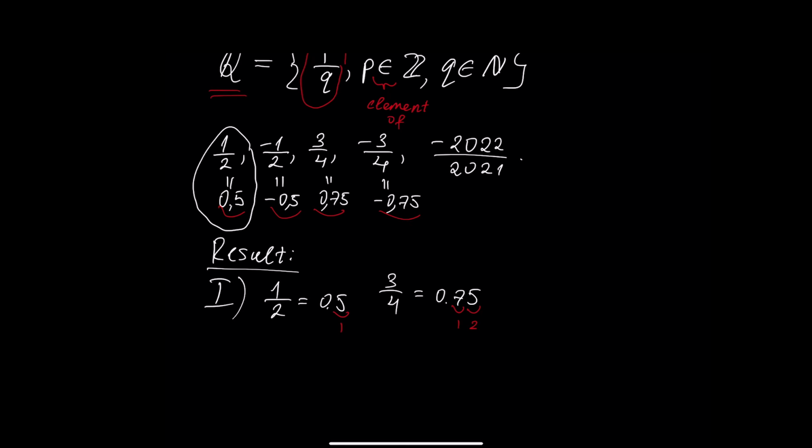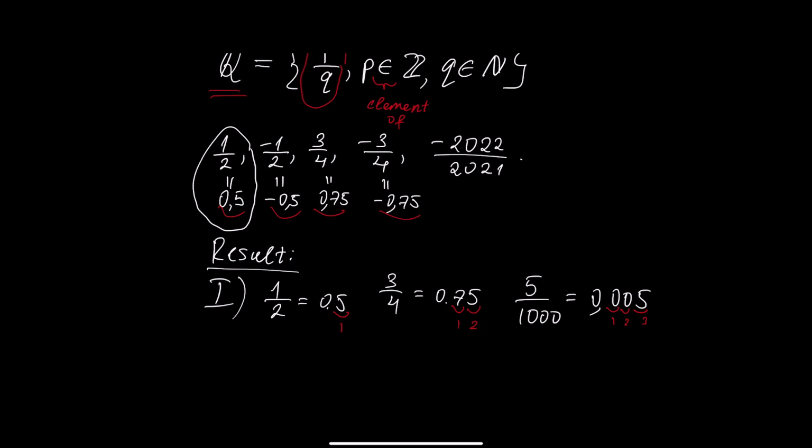And the result is that any rational number in the first case has a decimal form where we have a finite number of digits in its decimal representation. It can be, for example, 5 divided by 1000. It's 0.005. So the number of digits is 1, 2, 3. It's finite. This is the first case.